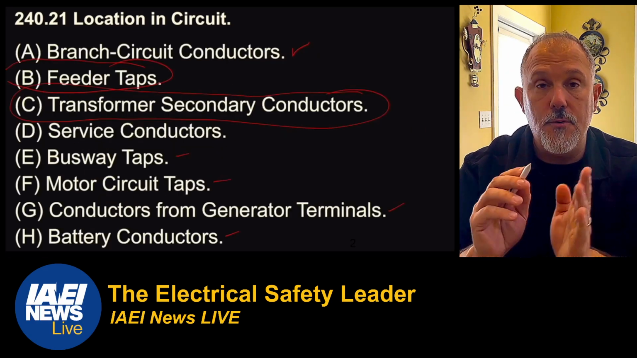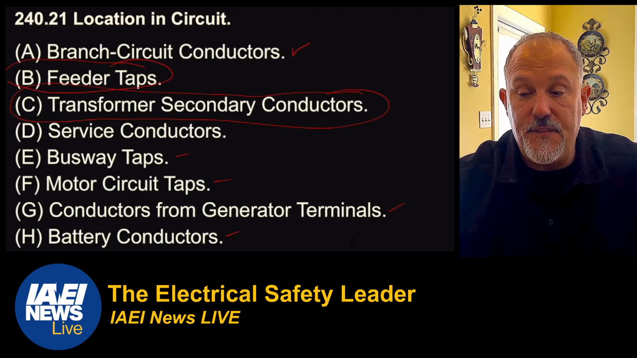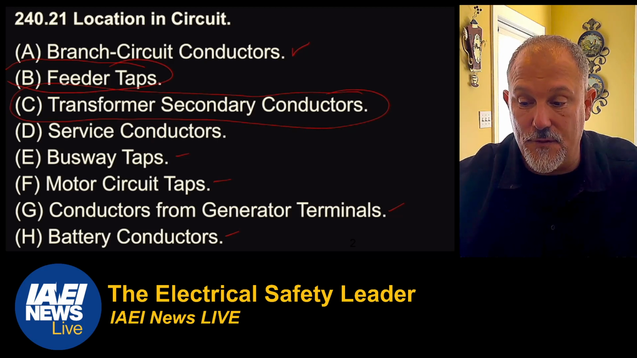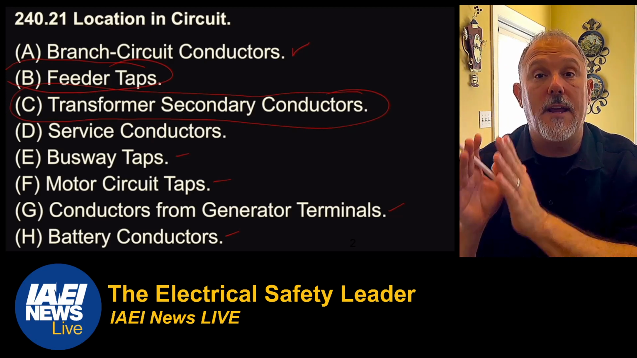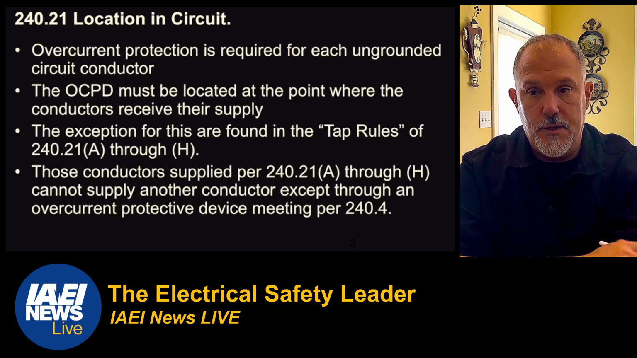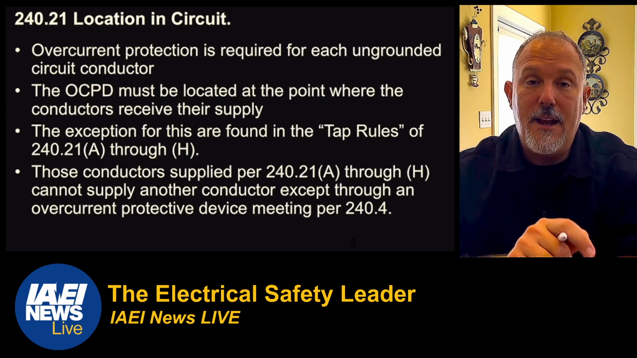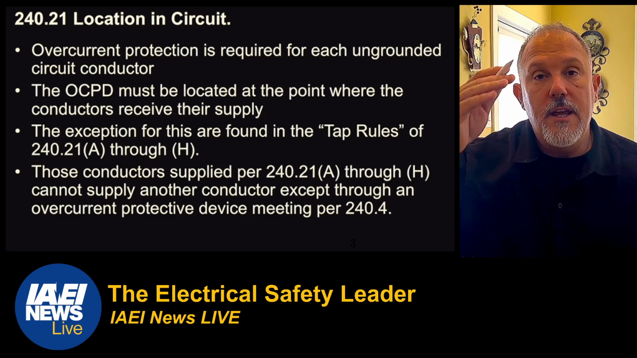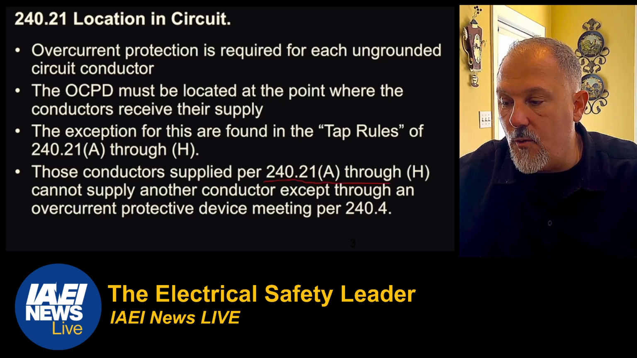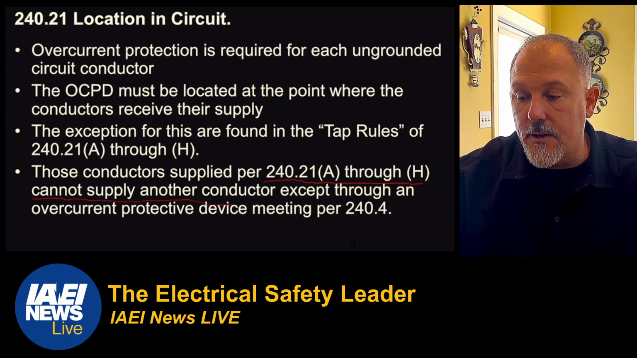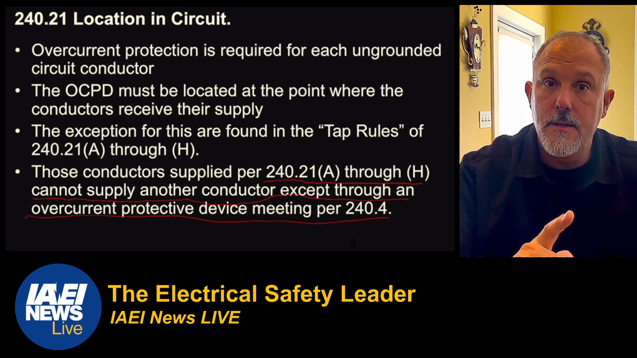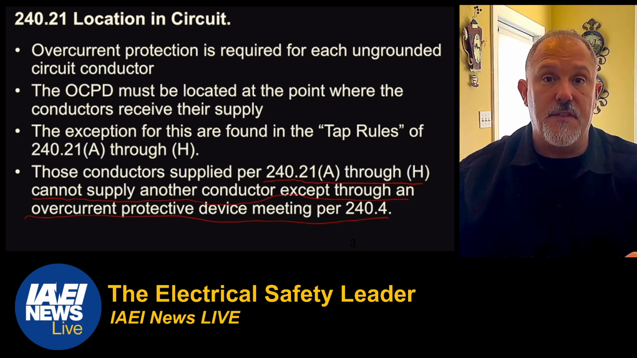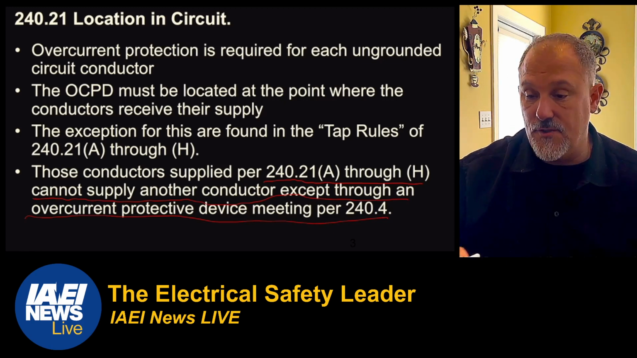And that's going to rely on you and I determining whether or not it's a feeder tap. These are transformer secondary conductors. If they're service conductors, busway taps, motor circuit taps. So you've got to look at the application and figure out which of these sections you are in. And then follow those rules. And then realize, and you've probably heard this before, you can't tap a tap, right? So if a conductor is supplied per 240.21(A) through (H), then you cannot supply another conductor except through an overcurrent protective device meeting the requirements of 240.4. So you can't tap a tap. You can only tap a feeder one time, period. Or transformer secondary conductors, any of these in A through H, you can only tap them once.